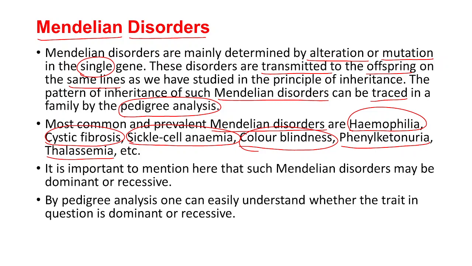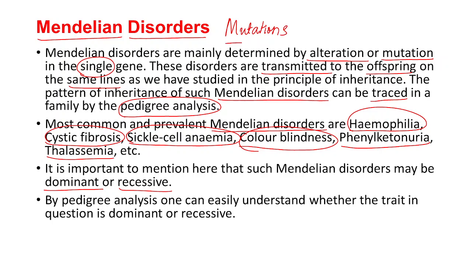It is important to mention here that such Mendelian disorders may be dominant or recessive. Here I have given examples of different disorders which occur due to a defect in only one gene, and these may be dominant or recessive. It means the mutation which has occurred in these particular genes may be a dominant mutation or a recessive mutation. See here, I will just give you a brief account of mutation.